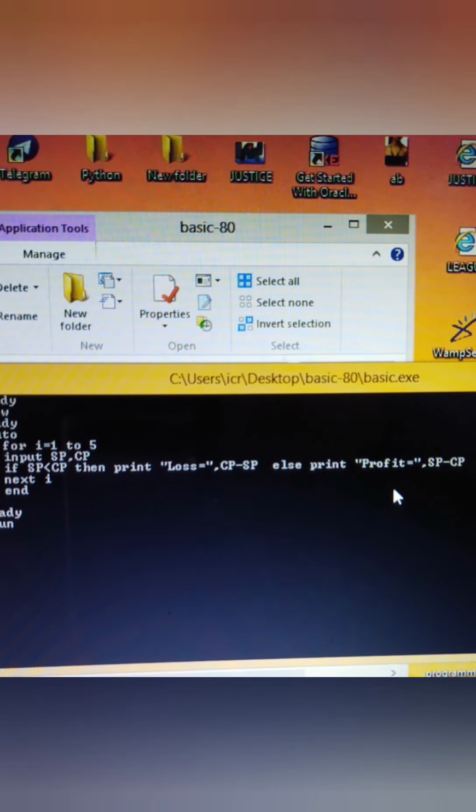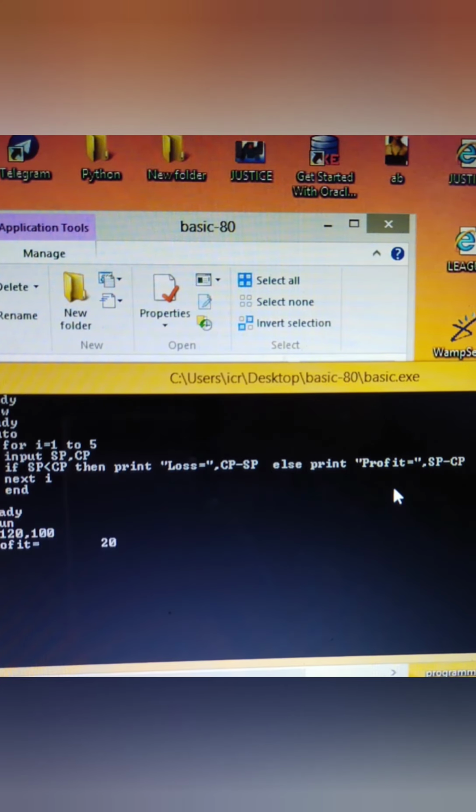So if I enter here as selling price 120 and my cost price was 100, so a profit of 20 rupees has been occurred. Then for the next product, if I say my selling price is 150 but the cost price was 200, so there was a loss of 50 rupees because I could not make out till 200. Then for the third product, if I say the selling price is 60 but the cost price was 40 rupees, so 20 rupees as a profit.